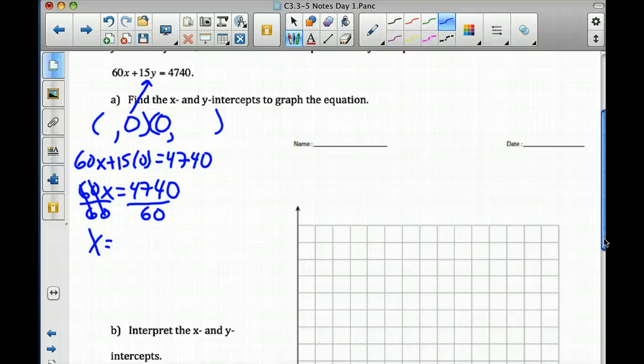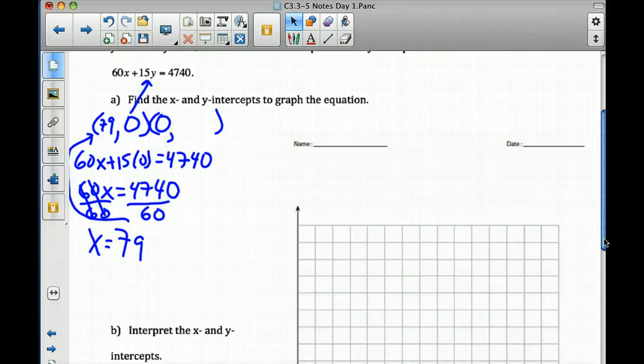Can you? 79. Somebody verify that. Is it 79? Okay, x is 79. Go back, people, and put that into the x value of the point. And that's the x-intercept.